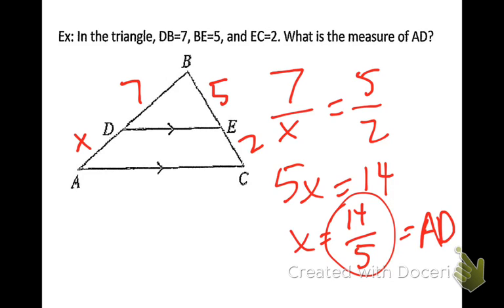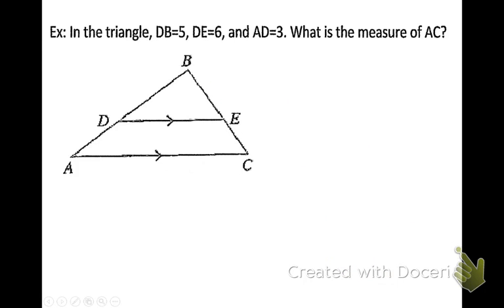All right. Let's look at another example. We've got DB is 5, DE is 6, AD is 3, AC is, we'll call that Z. Somebody set that up. Okay, Shatiz?